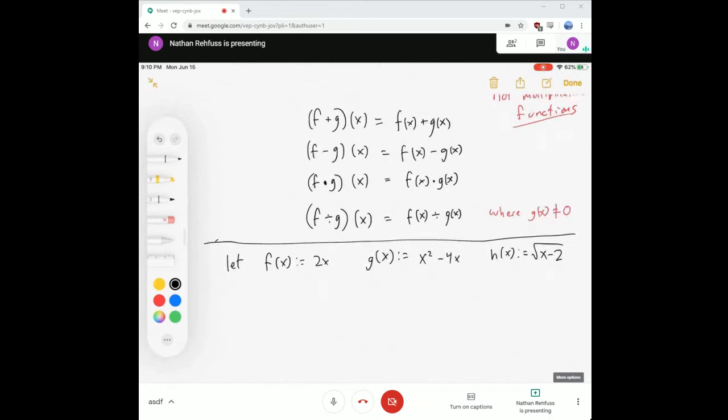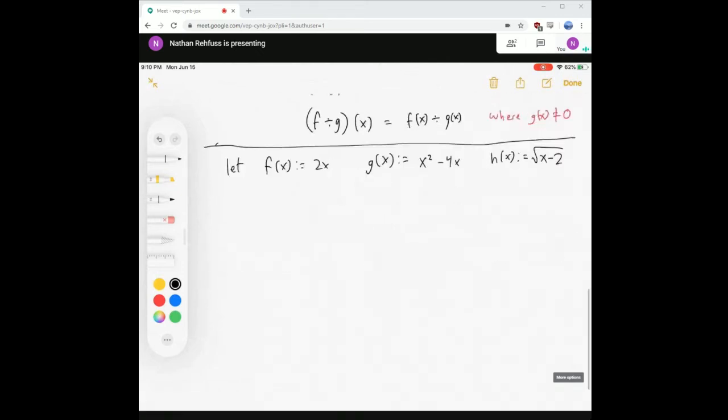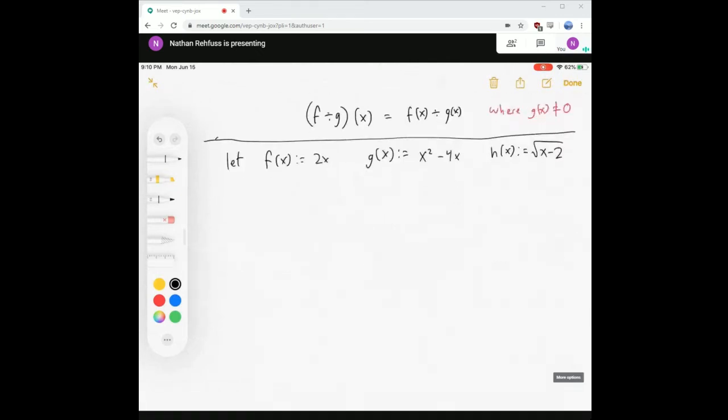So let's take a look at this function. First let's talk about evaluating. These are the three things we're going to do: we're going to evaluate, we're going to make formulas, and we're going to find domains. For evaluating, the kinds of things I'll ask you to do are just say, hey, what is f plus g of 6? And the answer is, well, that's f of 6 plus g of 6.